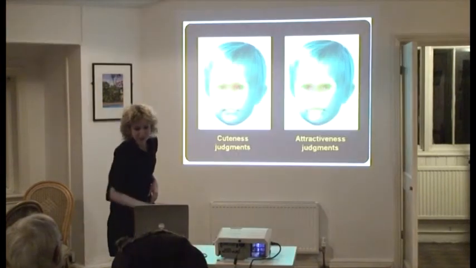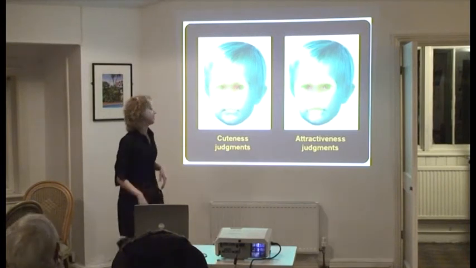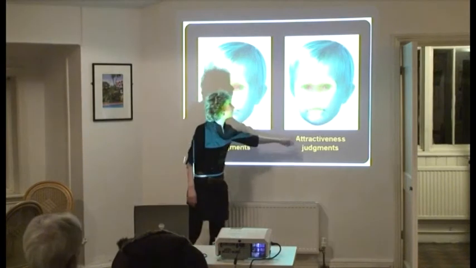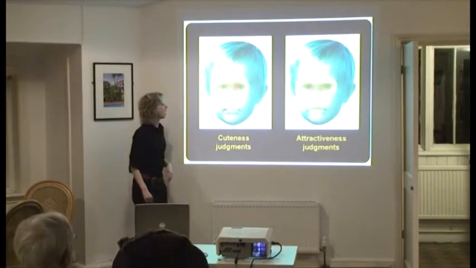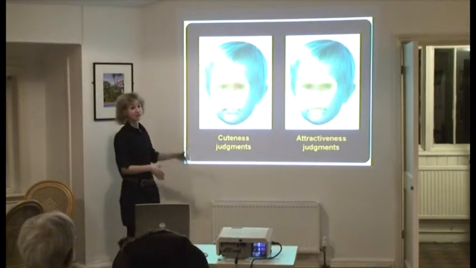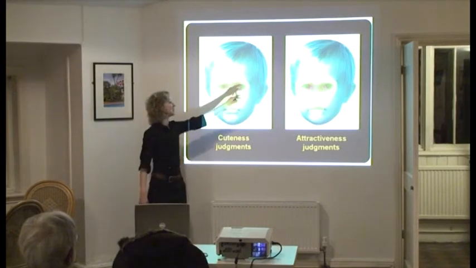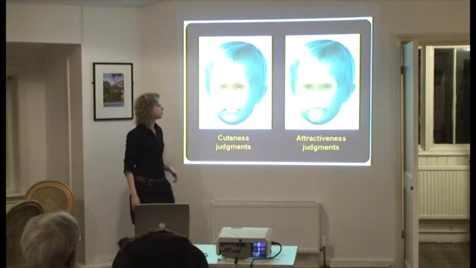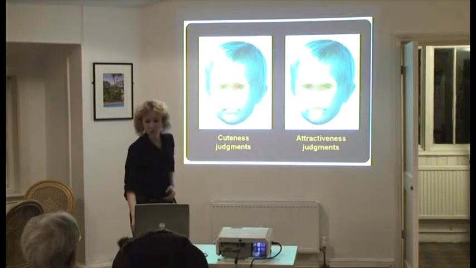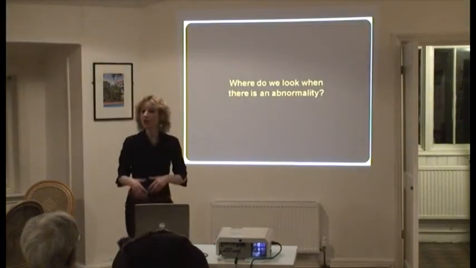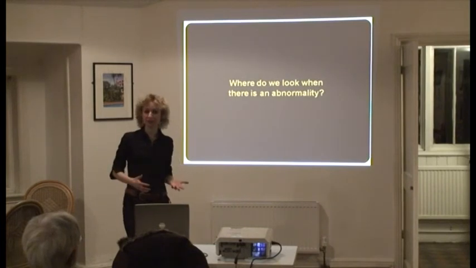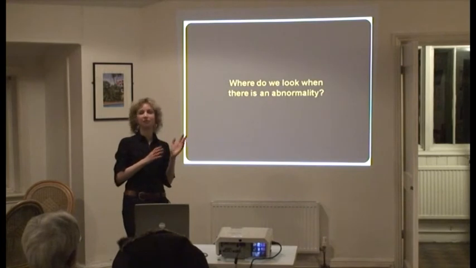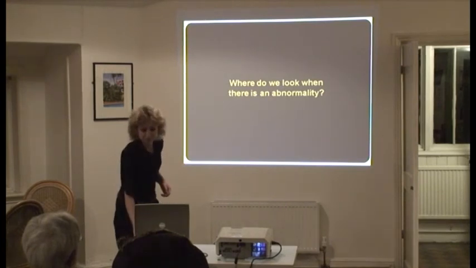Okay, so again, what I've popped up here is a heat map of where we look when making cuteness judgments and where we look when making attractiveness judgments. And as you can see, people are looking at the interesting areas, so they look at the eyes most, they look a bit at the nose and a little bit at the mouth. And what I then went on to look at is, where do we look when there's an abnormality? Do we stare at the abnormality or do we look away from it? What actually happens?